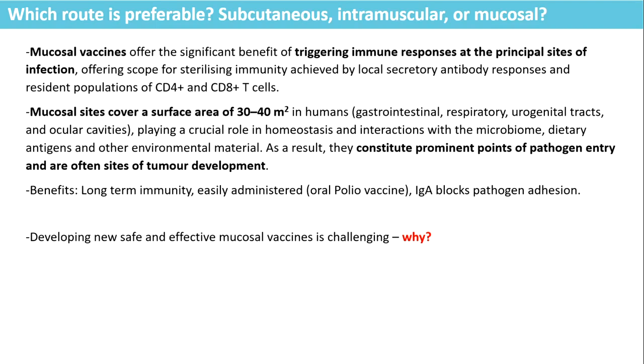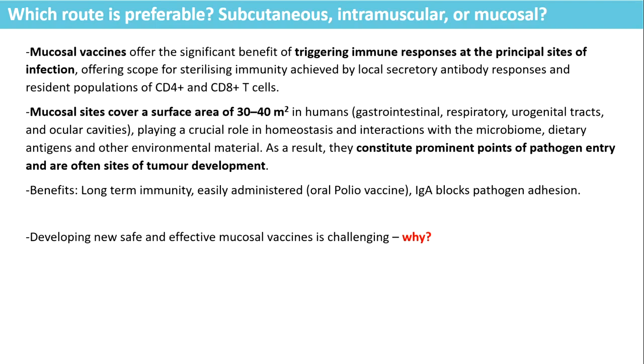But bear in mind that the mucosal surfaces account for a very large surface area. We've got the GI tract, the respiratory tract, and also remember, especially in the GI tract, they play a really crucial role in homeostasis, as well as interactions with the microbiome, but also particular dietary antigens that you may be encountering in the environment. And we'll touch on that now. Developing new, safe and effective mucosal vaccines is challenging.